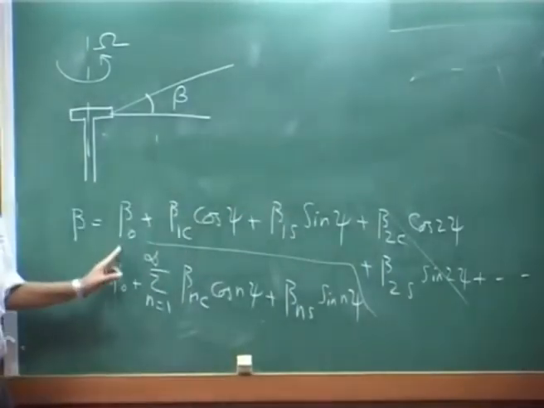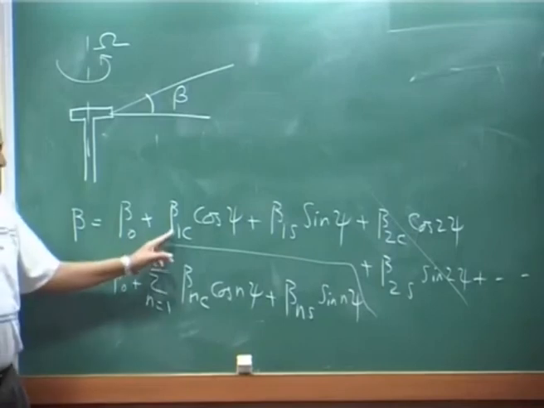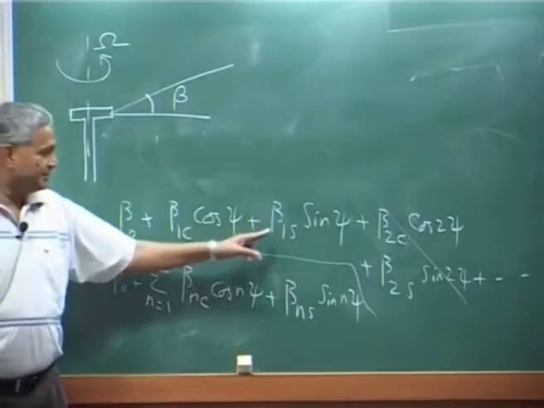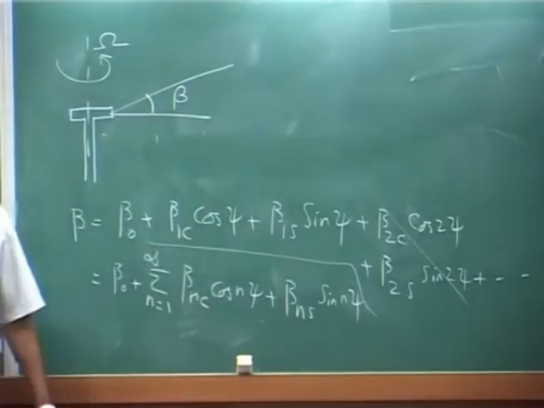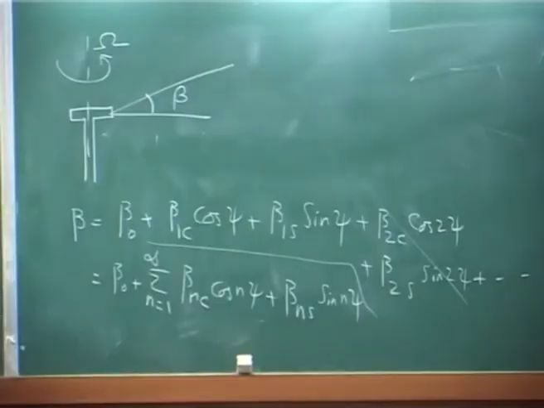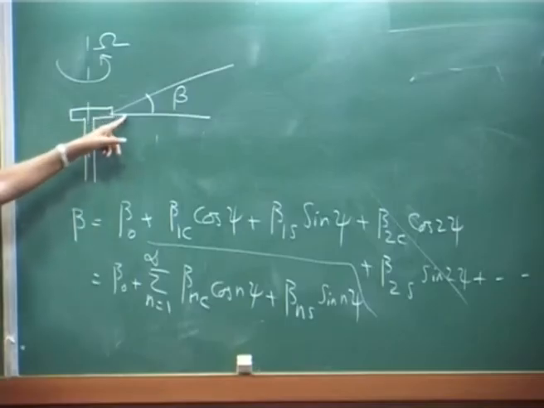So, there is a beta naught, beta 1c cosine psi, beta 1s sin psi. Okay. Only 3 term approximation. Please understand, this is an approximation I am making for the motion of the blade. Physically, we will look at how it really represents, what it really means. This beta is for one blade, right?